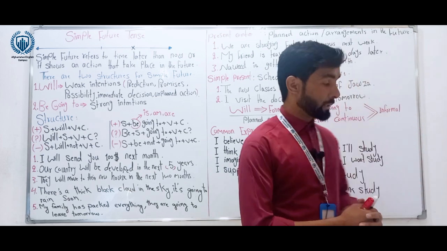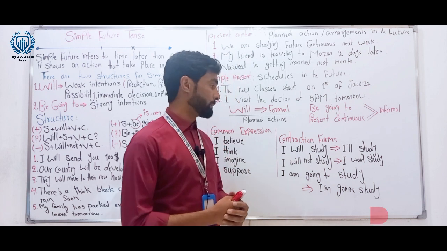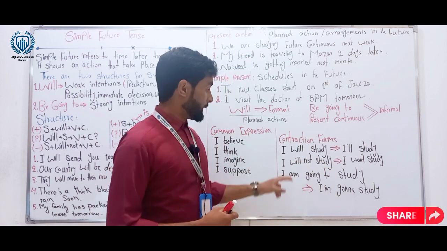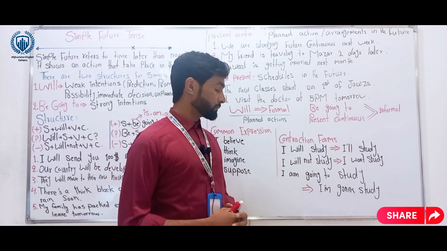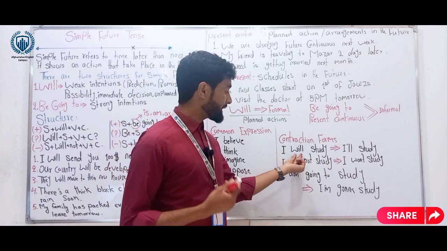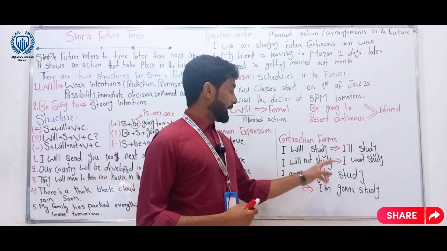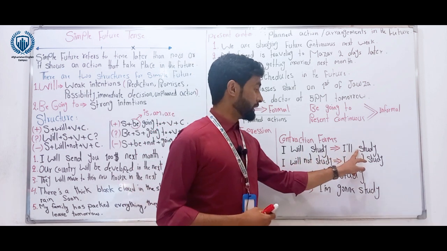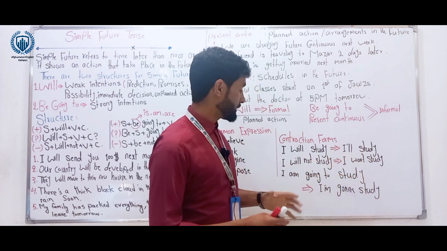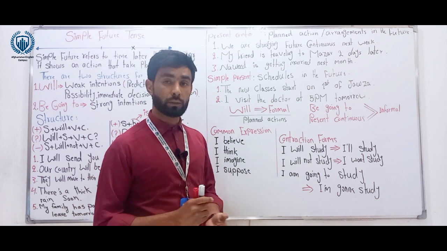Okay, the next part is about contraction forms or shortcut forms of the words in the simple future. I will study. There is no contraction form for I, but we can contract will. We can make the word will short. So I will becomes I'll study. We remove W and I, and add an apostrophe and double L. It's the shortcut form of will.